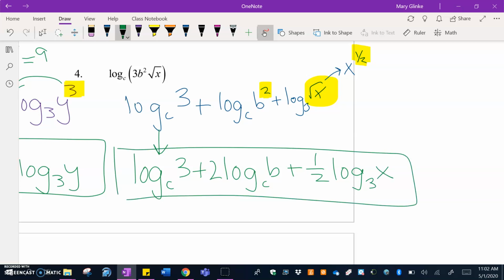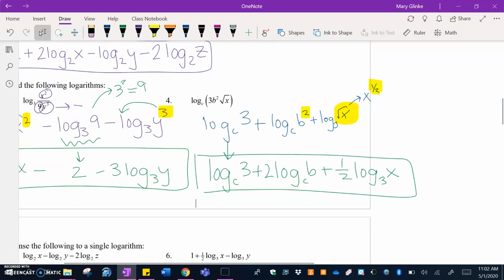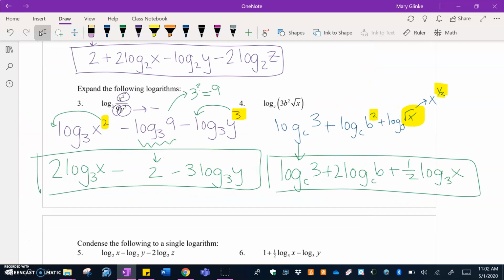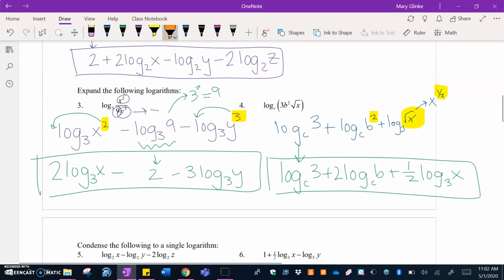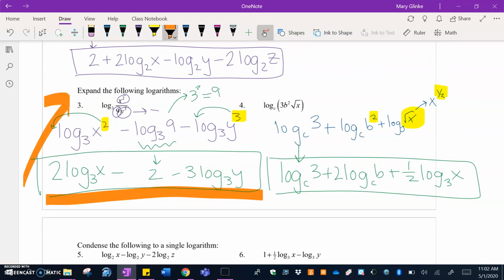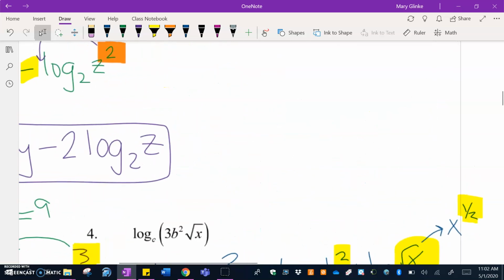So those are our expanding rules. Now what we're going to do is imagine we have all of these, and we're going to work backwards. So we're going to be given the answer basically, and we're going to have to condense it, smush it together into one logarithm. So let's take a look at number 2 here. We're going to go backwards.